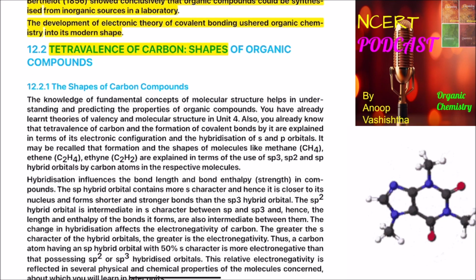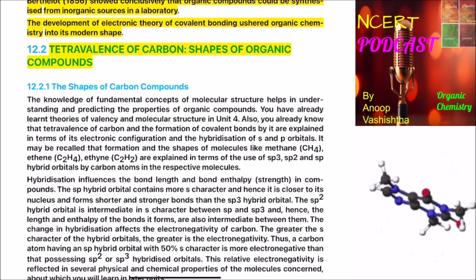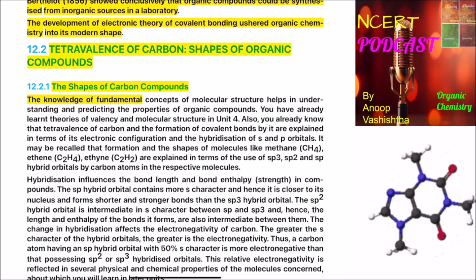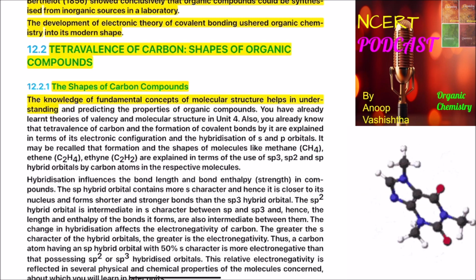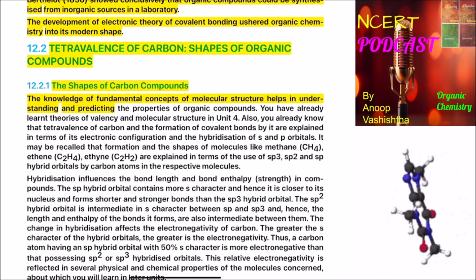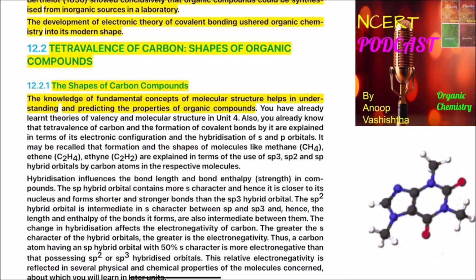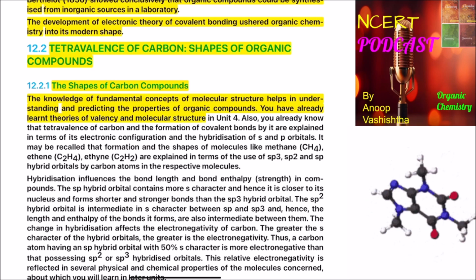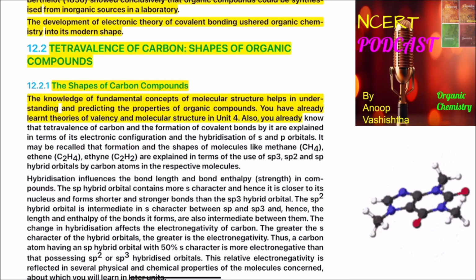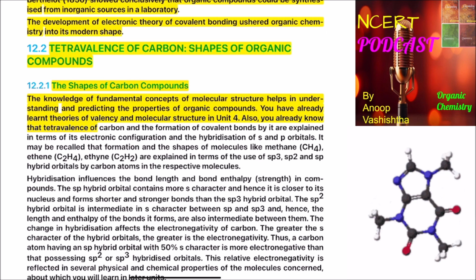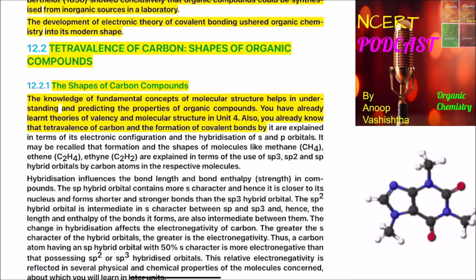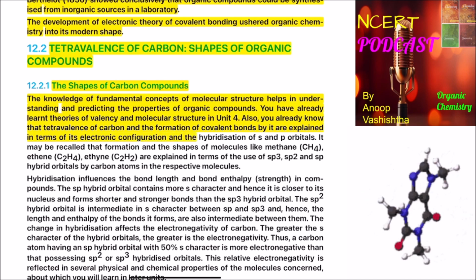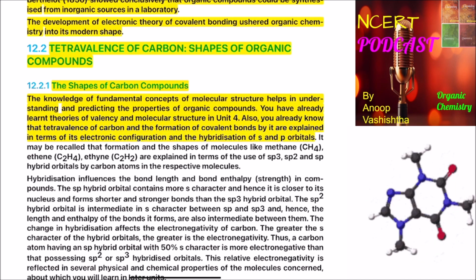Tetravalence of carbon, shapes of organic compounds. The shapes of carbon compounds. The knowledge of fundamental concepts of molecular structure helps in understanding and predicting the properties of organic compounds. You have already learned theories of valency and molecular structure in Unit 4. Also, you already know that tetravalence of carbon and the formation of covalent bonds by it are explained in terms of its electronic configuration and the hybridization of s and p orbitals.